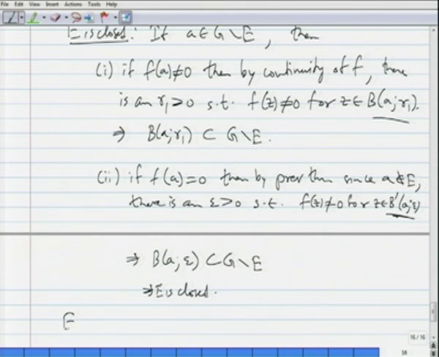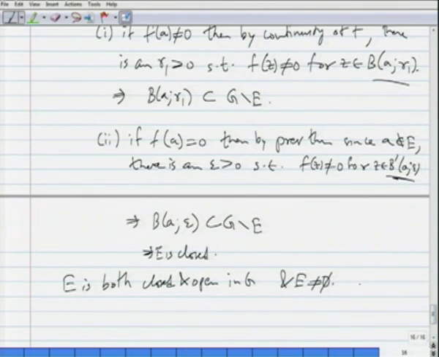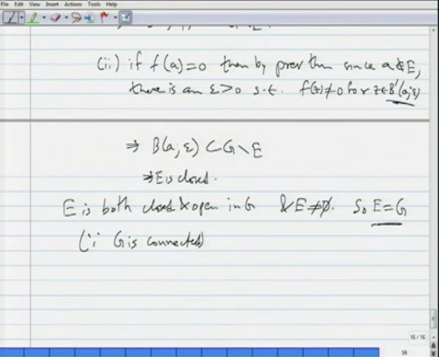So E is both closed and open in G, and E is non-empty. So from previous topological considerations we know that E has to be equal to G since G is connected. That is, the limit point set is the whole set G, i.e., f is identically 0 on G. So that is the proof of this theorem. So we will continue with this in the next session.